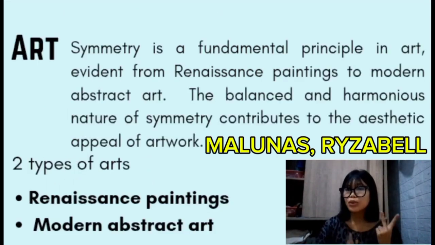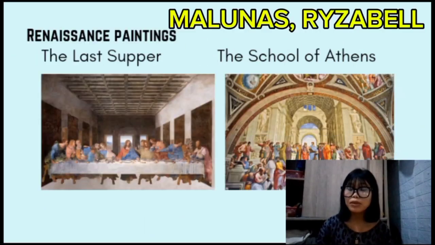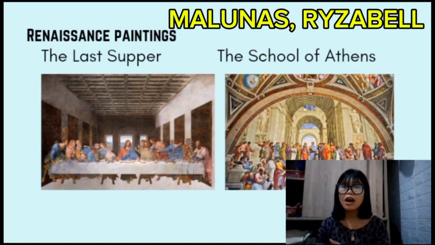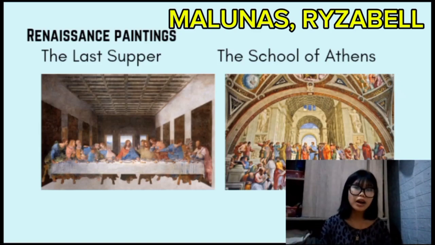Examples of symmetry and isometry in real-world application: art, nature, architecture, and technology. For art, there are 2 examples, which are Renaissance paintings and modern abstract art. The best examples for Renaissance paintings are the Last Supper and School of Athens. The Last Supper is by Leonardo da Vinci, and the School of Athens is by Raphael.